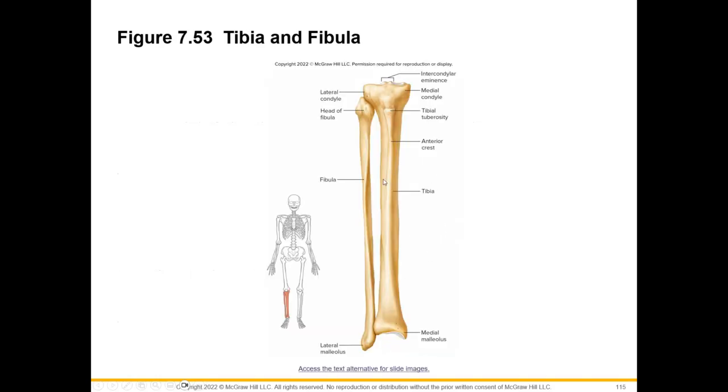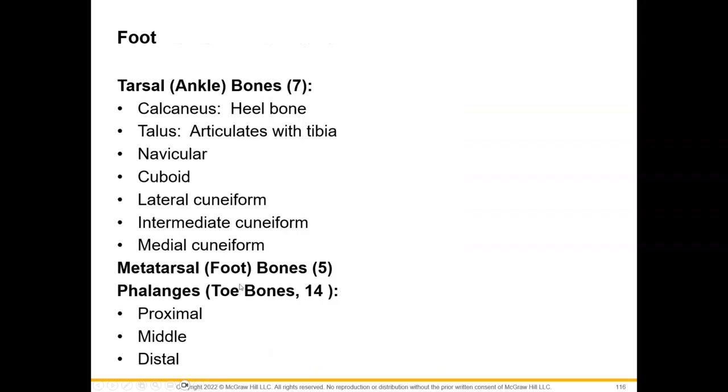Okay, so this shows you the tibia and fibula and those major parts. Again, at the top of the tibia, you have the condyles, the lateral and the medial condyles. At the front, if you reach down for the shin bone, you find the tibial tuberosity and the anterior crest, that's what you feel. At the bottom, you have the medial malleolus.